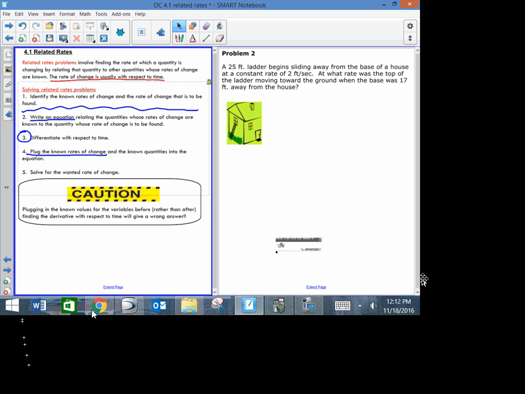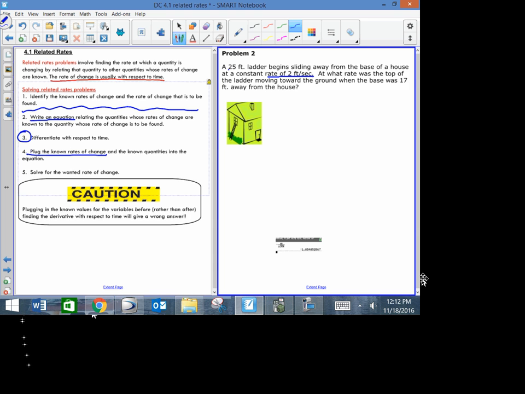All right, you got a ladder. You got a ladder. It begins sliding away from the base of the house at a constant rate of 2 feet per second. We have a 25-foot ladder. At what rate was the top of the ladder moving toward the ground when the base was 17 feet away from the house? So you can picture this.